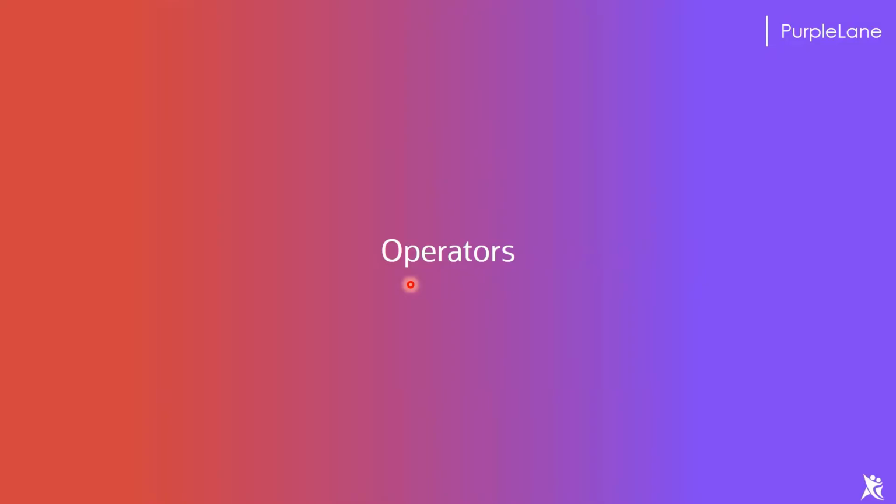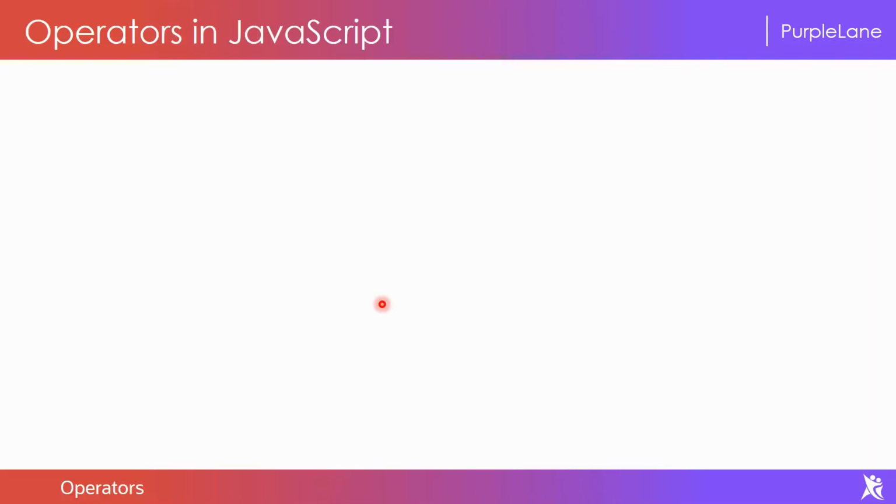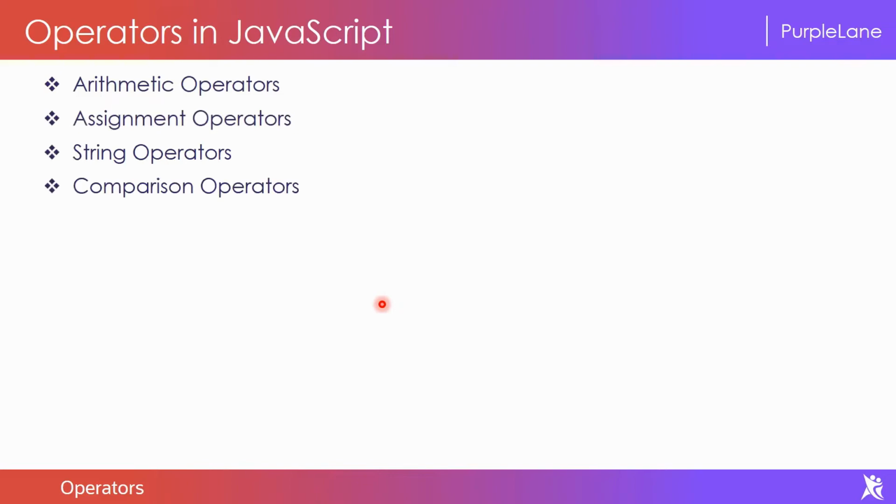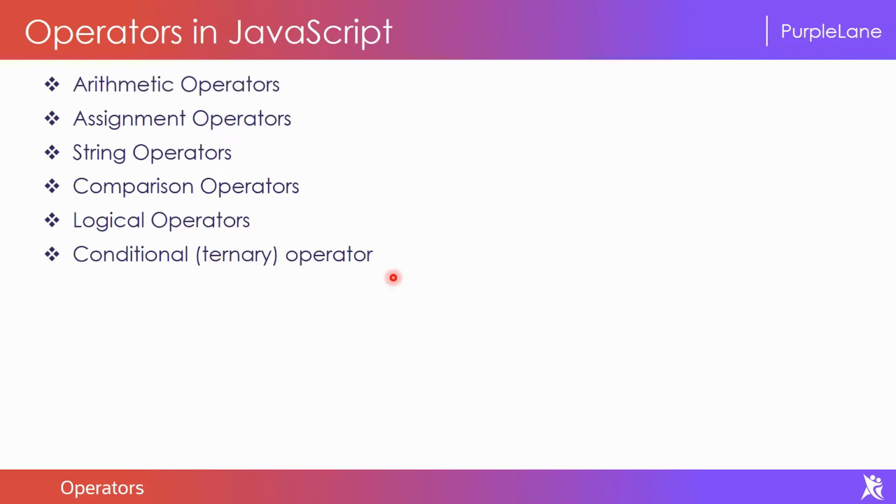Hello everyone, welcome back. In this tutorial, we are going to understand different operators in JavaScript. JavaScript supports a variety of operators. It has arithmetic operators, assignment operators, string operators, comparison operators, logical operators, and finally, we have one important one, a ternary operator. We are going to see each one of them, but in this session, our main focus is on the arithmetic operators. So let's get started.